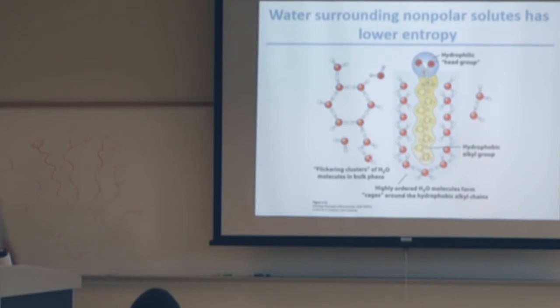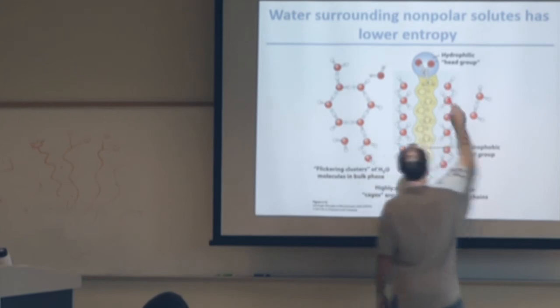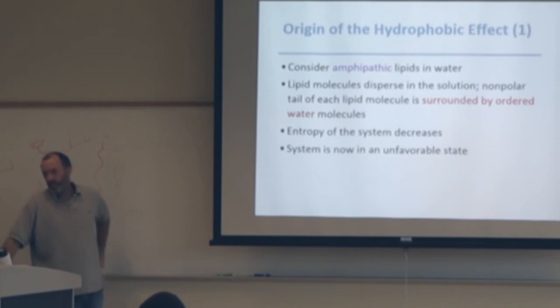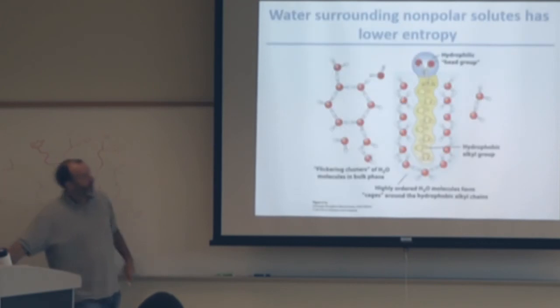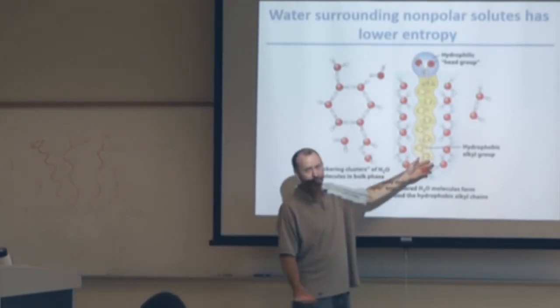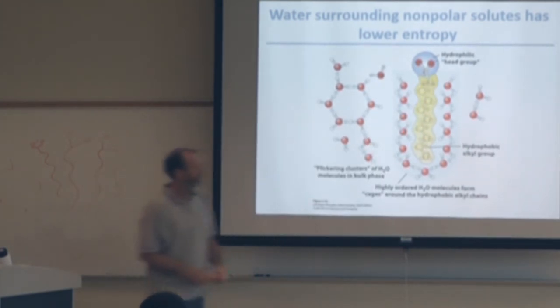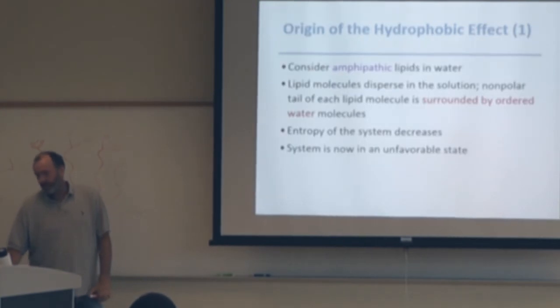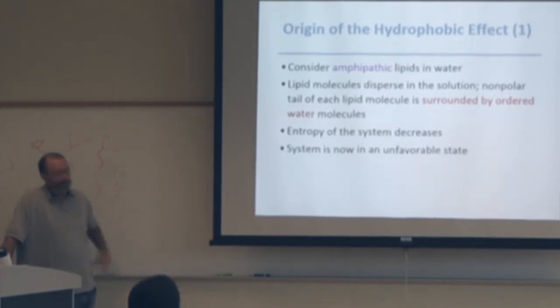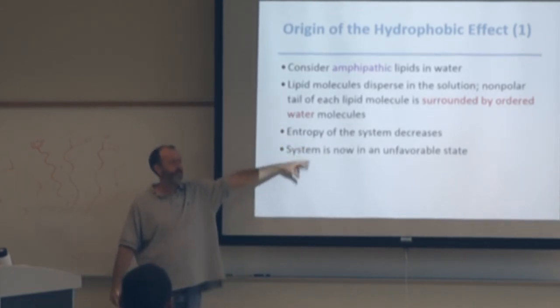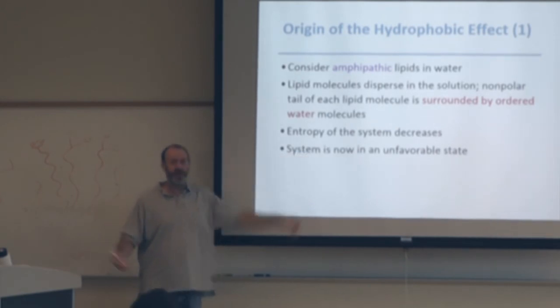Here's the pictures I tried to draw. It's a carboxylic acid, fatty acid again, and you form highly ordered water around that alkyl chain. So, the origin of the hydrophobic effect: consider the amphipathic lipids in water, like this free fatty acid. It's amphipathic, right? You have a hydrophobic part of the molecule and a hydrophilic part. The lipid molecules disperse in the solution, with the nonpolar tail of each lipid molecule surrounded by ordered water. Entropy of the system is decreased. It's an unfavorable state.